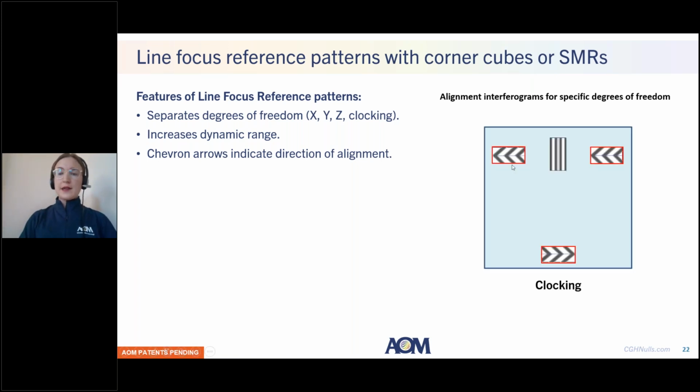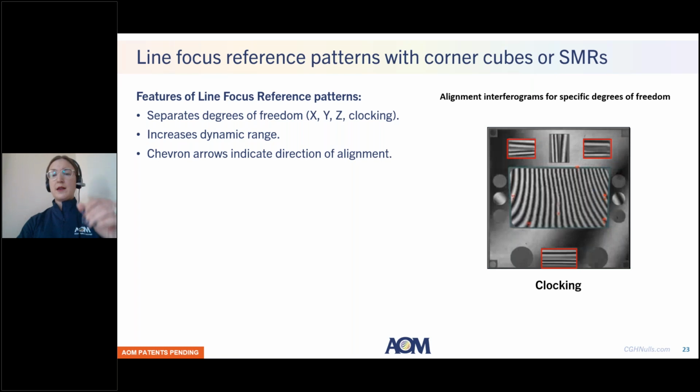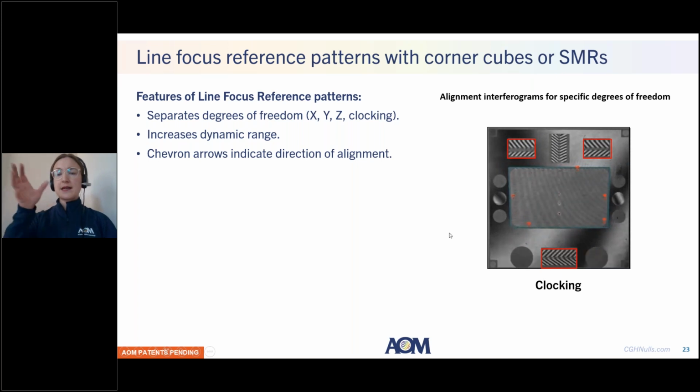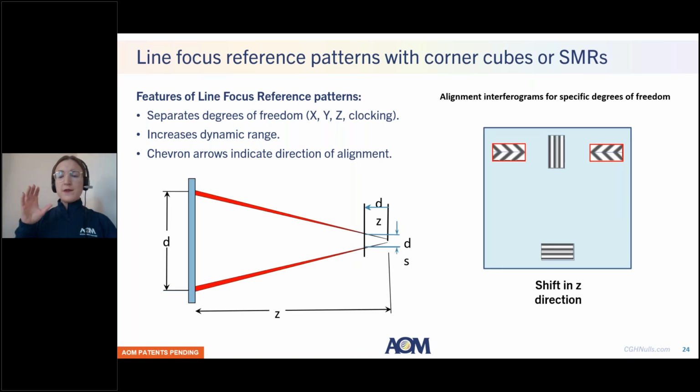Next, I'll show you clocking. For clocking, we have 2 sets of patterns that are measuring dx, but one of these patterns is on the top of the CGH and one is on the bottom. And if there's a clocking error, this shows up as opposite decenter errors on the top pattern compared to the bottom pattern. So if you look at the top patterns here, you'll see that they point to the right, while the pattern on the bottom points to the left. That's telling us that our test optic is clocked, which is an important degree of freedom for a freeform optic. And then finally, we can use these line focus references to understand error in the Z direction.